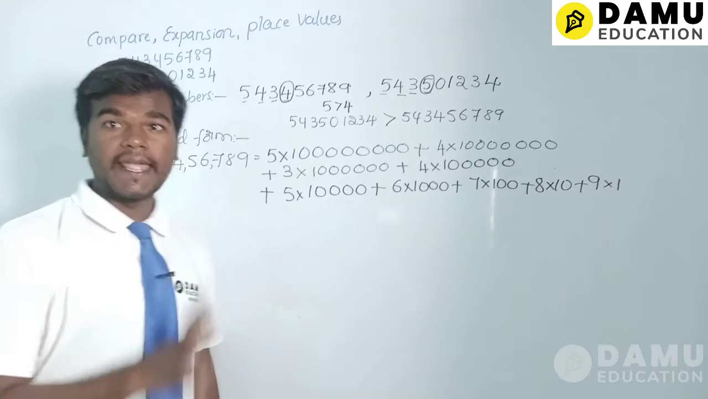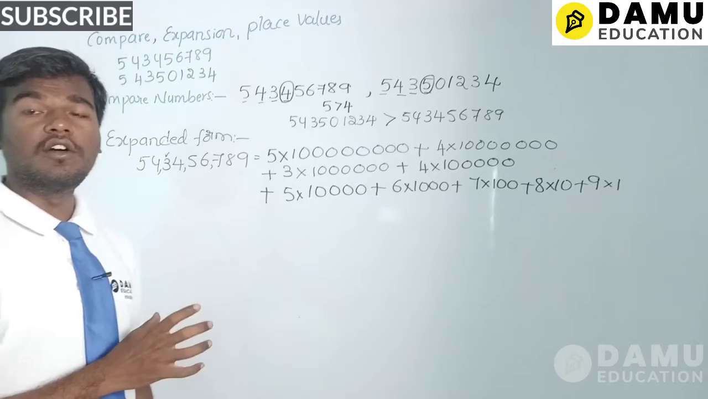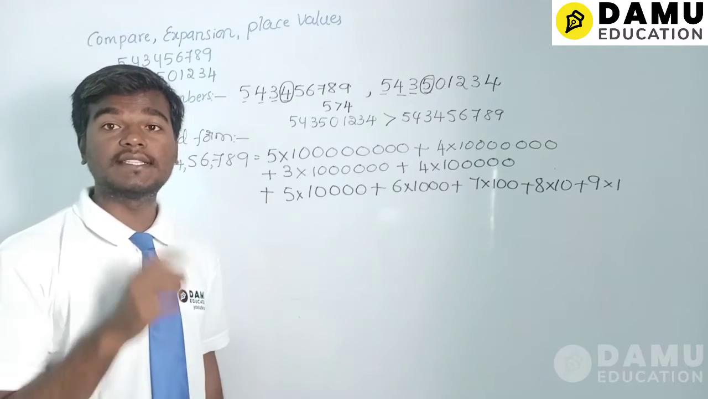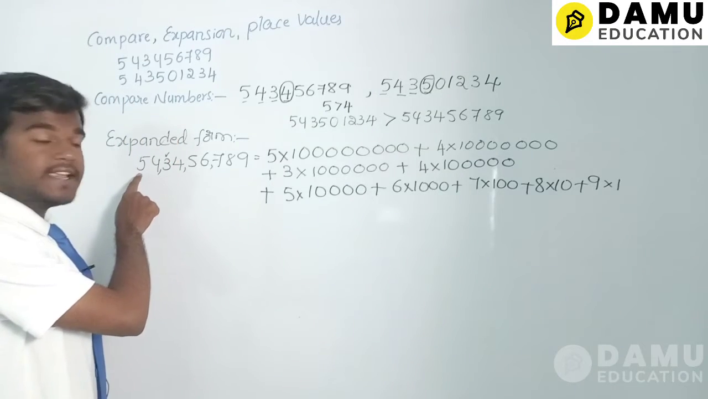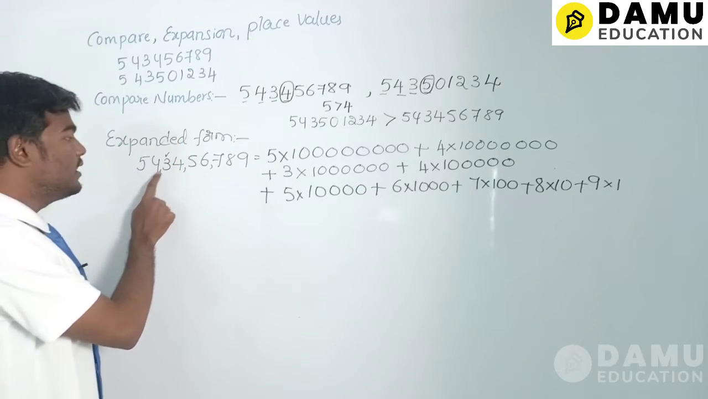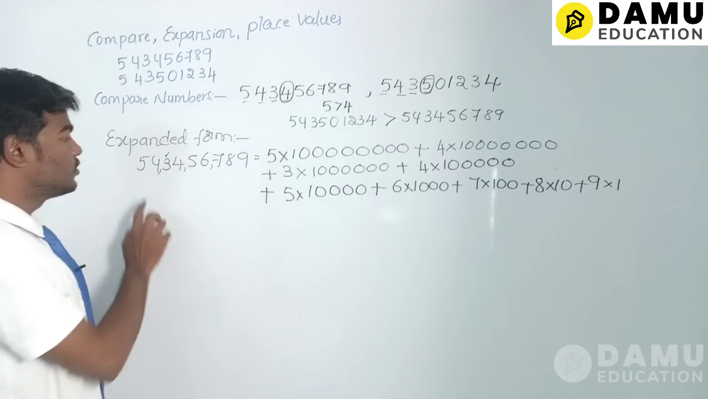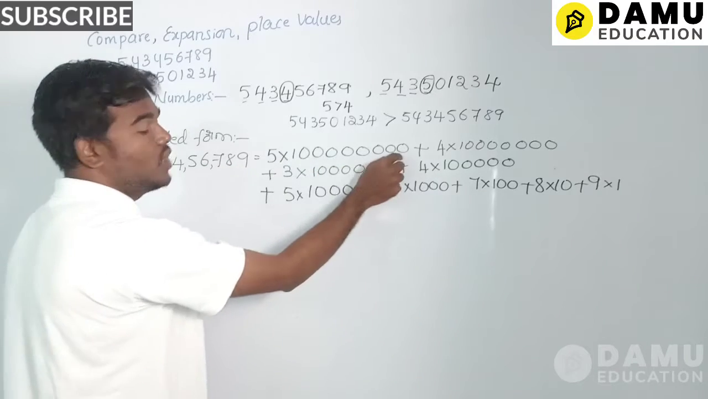If you observe carefully here, what you can understand is there is no need to remember what place it is. Directly you can write the expanded form. What is the logic for that? Let's take the first 5. If you take the first 5 from the left side, count how many digits are on the right side. That many zeros you can take. 1, 2, 3, 4, 5, 6, 7, 8. So here also 8 zeros.